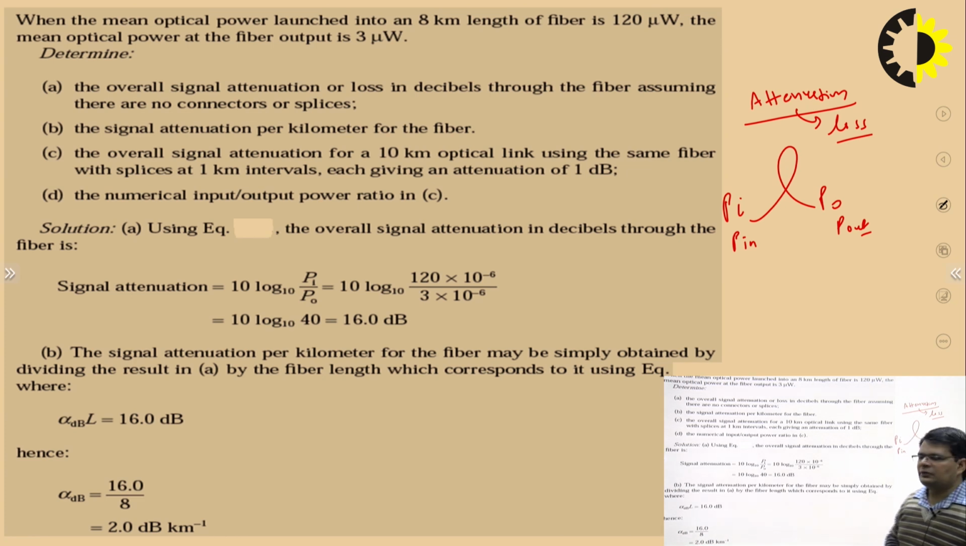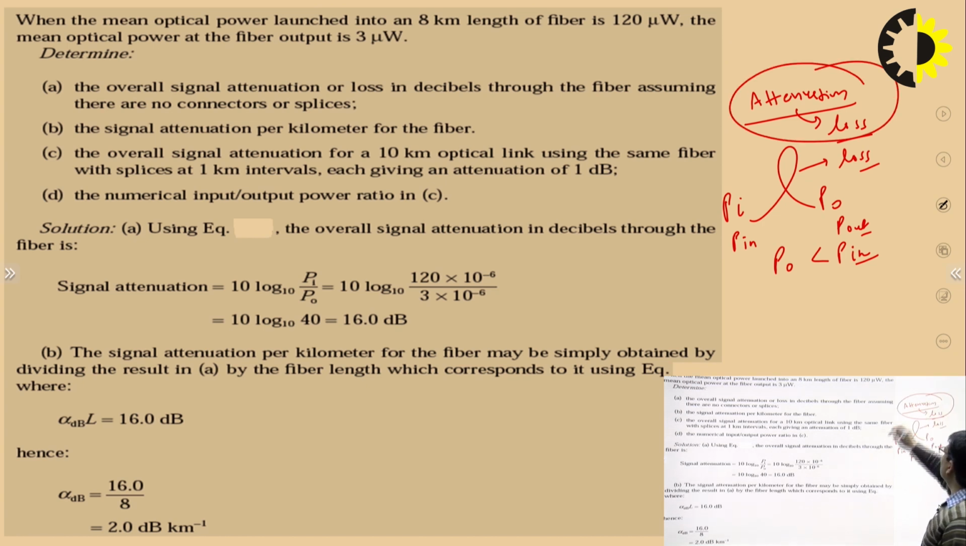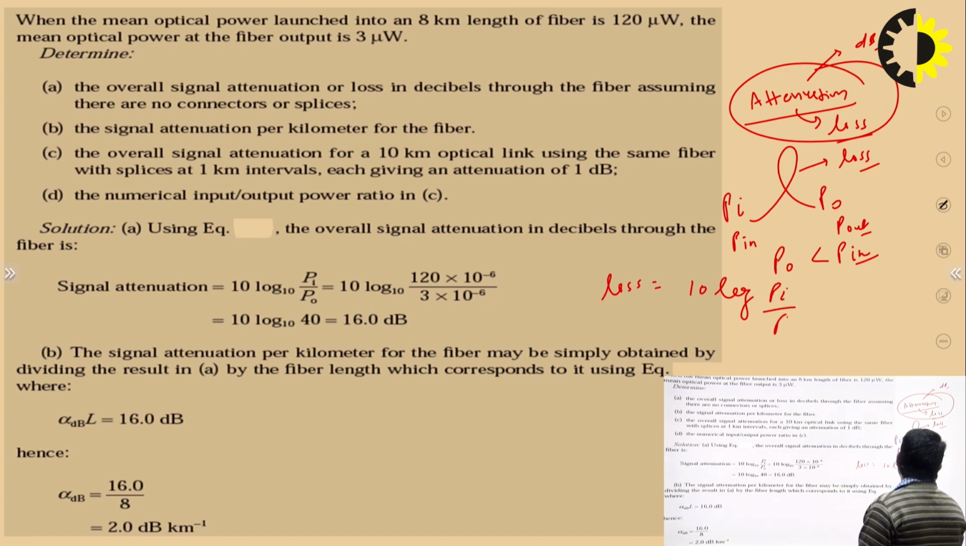And in the case of fiber, there will be losses, or there is reduction in the strength of the signal. So this P out will always be less than the P in. The difference between these two powers is known as the attenuation or loss. Attenuation or loss is also represented like gain in the case of dB. So in the case of power, representing the attenuation or loss in terms of dB, the formula is given as signal attenuation or loss equal to 10 log Pi by P out.